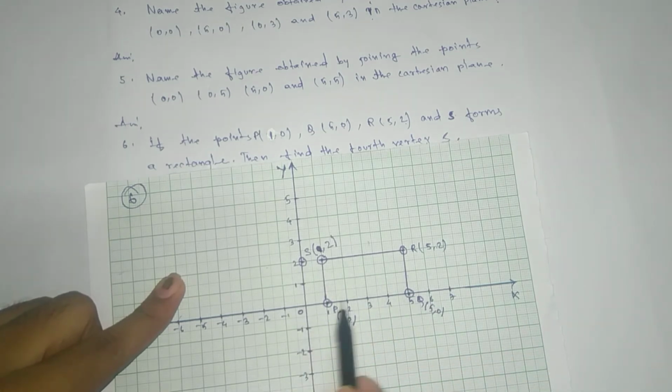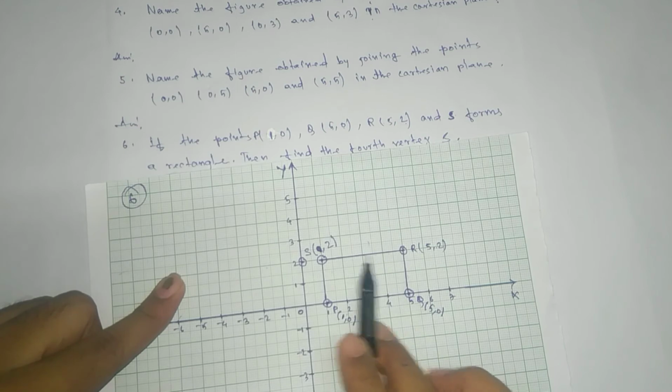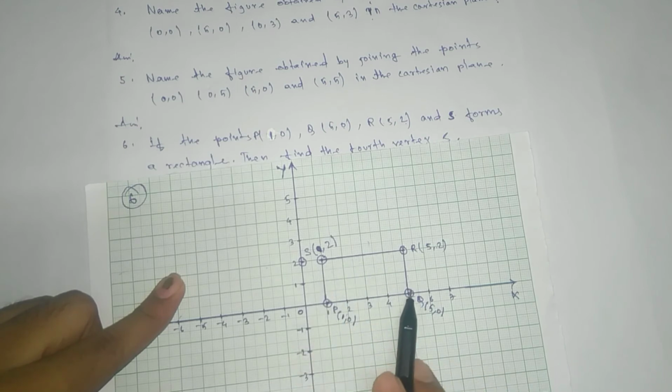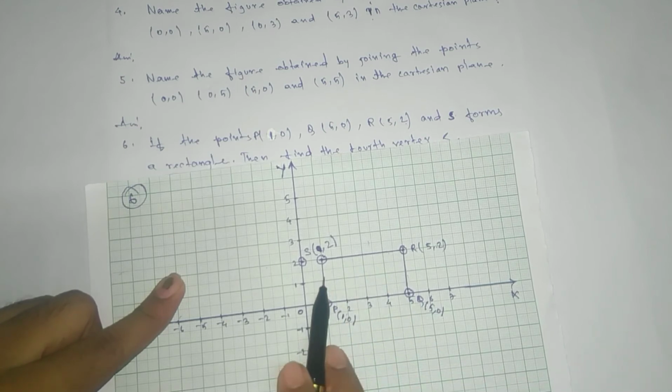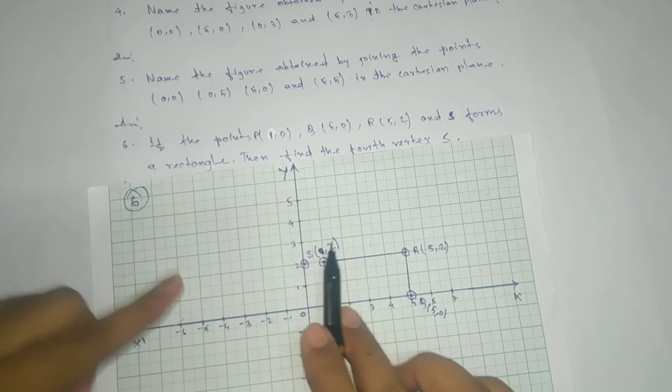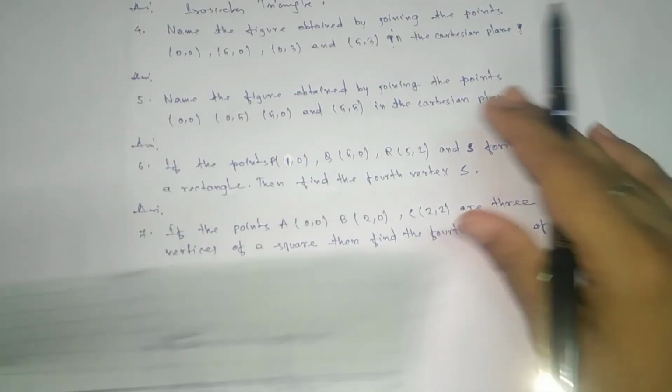So here, how many units is this? 1, 2, 3, 4 units. So it should be 4 units. 1, 2, 3, 4, and this side 1 and 2. So we'll go this side 1 and 2. So this is your required answer, that is S is okay.